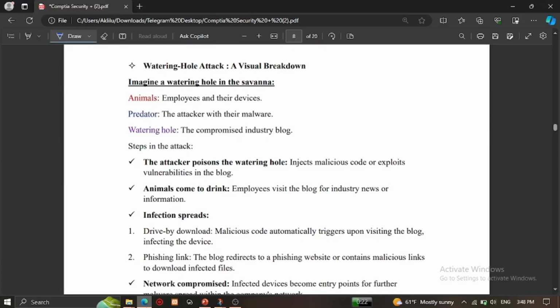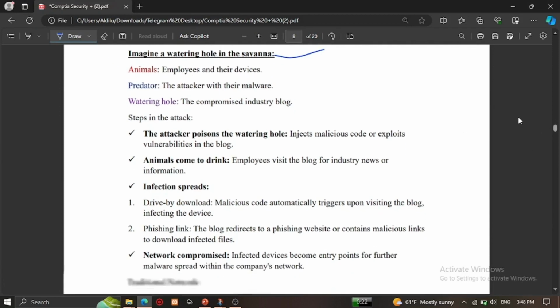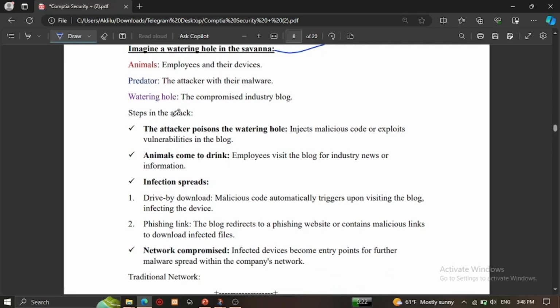Let's see this. Imagine a watering hole in the Savannah. The animals are employees and their devices, while the predator is the attacker with malware, and the watering hole is a compromised industry blog. In the first step, the attacker poisons the watering hole: injects malicious code and exploits in the blog. Then animals come to drink, like an employee visiting the blog for industry news or information.